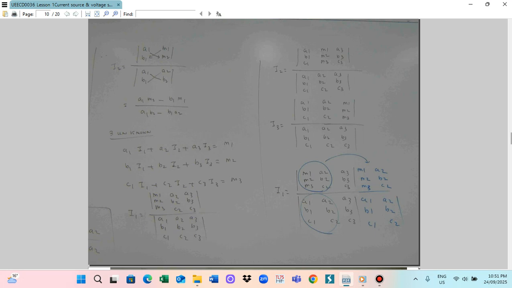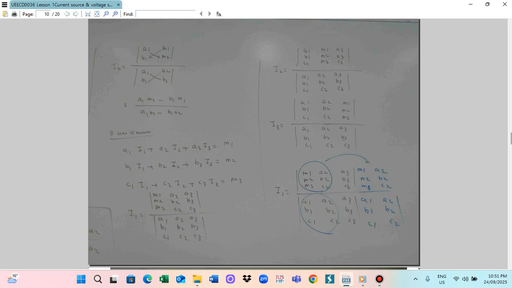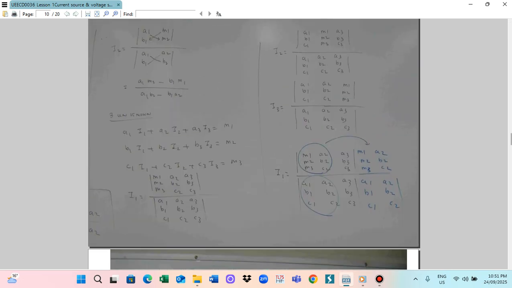Okay, another one is that this is for the two unknown equation. The equation is a two unknown equation. And also we can solve for the three unknown equation. So how to solve it?